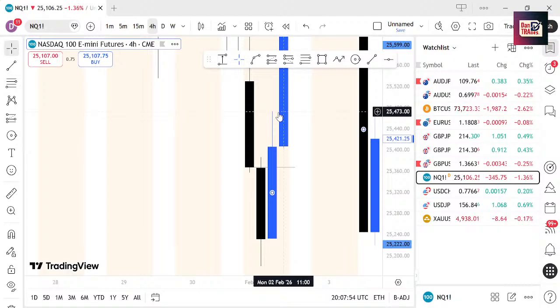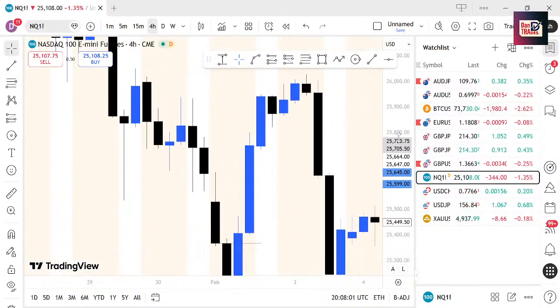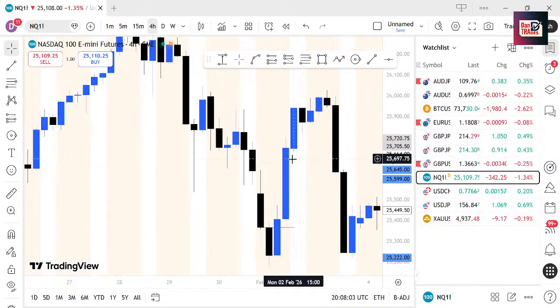So sellers came in and sold them off to this point and they closed. So that's basically what the candle tells you. Every candle has a story. You can sit around and take notes of these stories. You can create your own stories out of them, but your story is definitely going to be true.